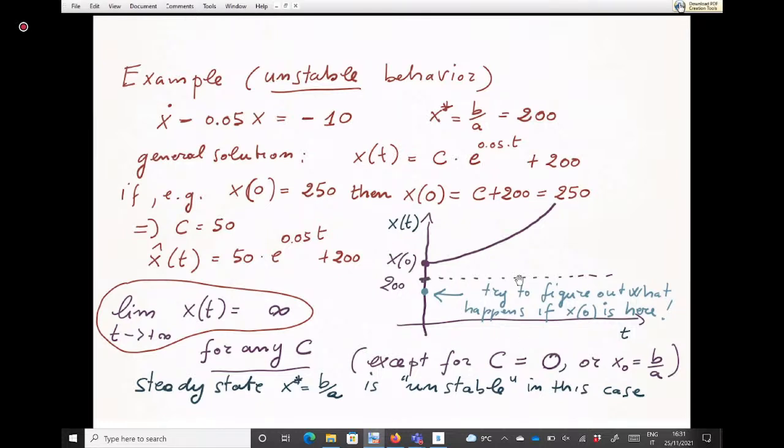So basically the steady state is here. There is a positive initial deviation from the steady state, but since this is a positive exponent that increases with t, we have an exponential that explodes away from the steady state level, okay? If it starts below, we have something like this. It goes downwards with a trajectory which is again exponential, okay? So in this case, the steady state x star equal to b over a is unstable.